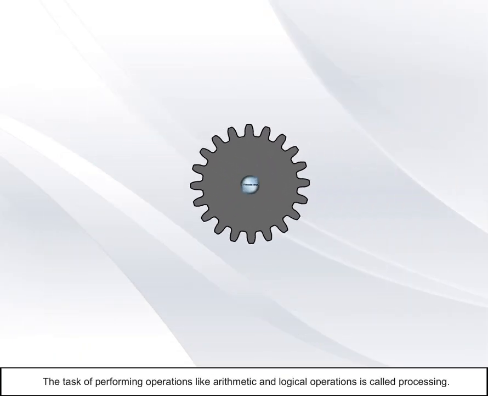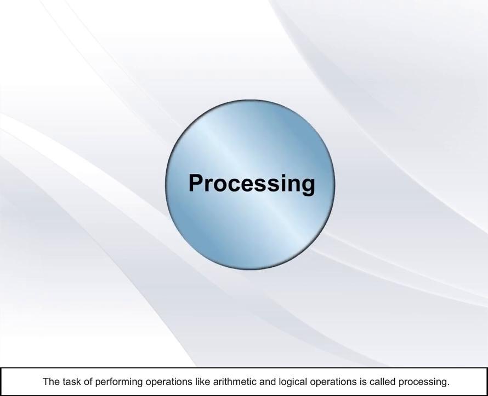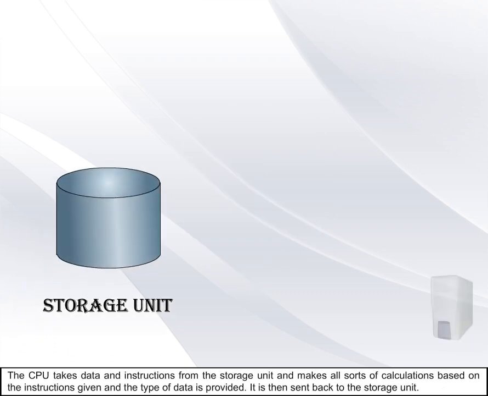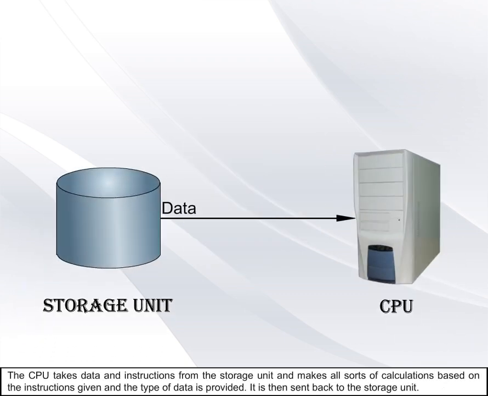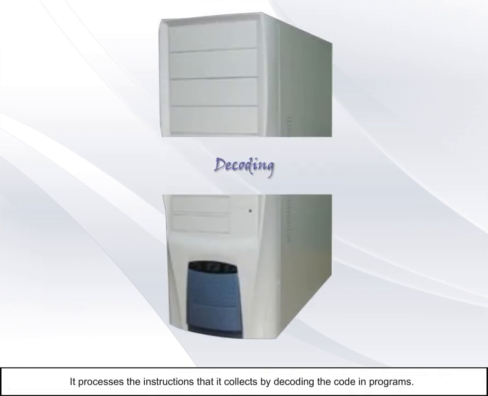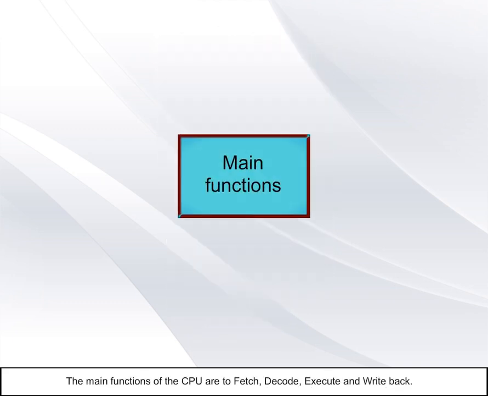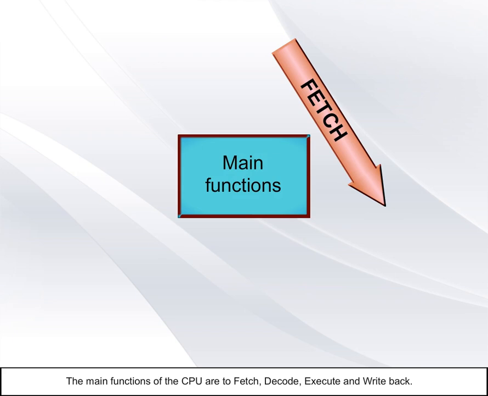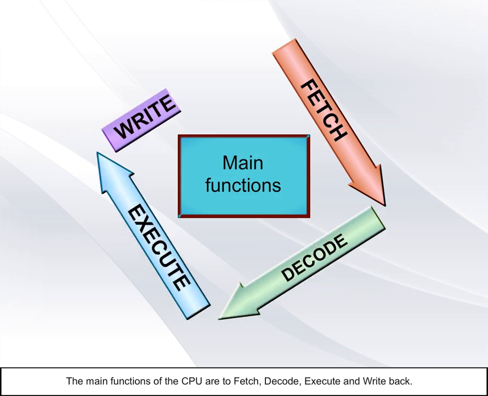The task of performing operations like arithmetic and logical operations is called processing. The CPU takes data and instructions from the storage unit and makes all sorts of calculations based on the instructions given and the type of data provided. It is then sent back to the storage unit. It processes the instructions that it collects by decoding the code in programs. The main functions of the CPU are to fetch, decode, execute, and write back.